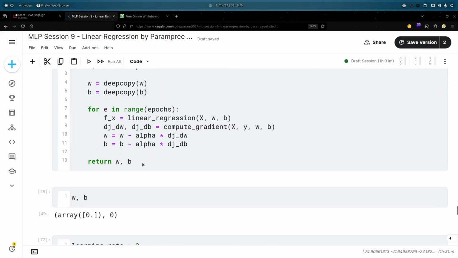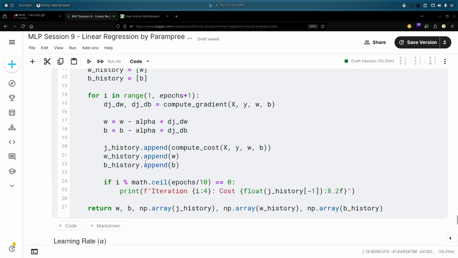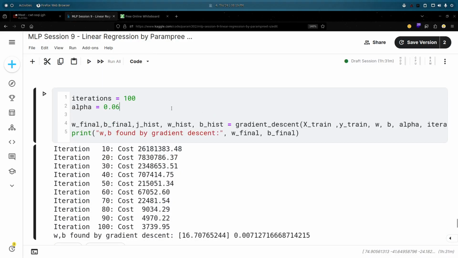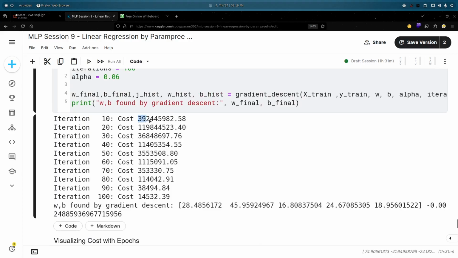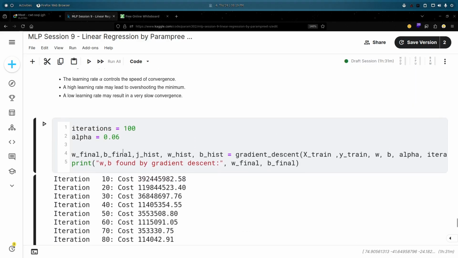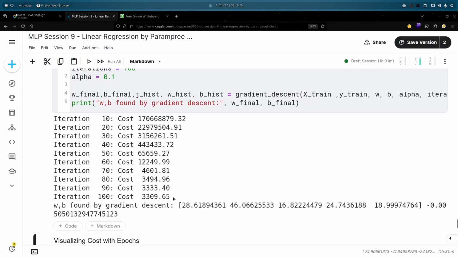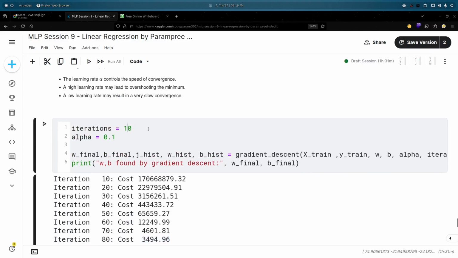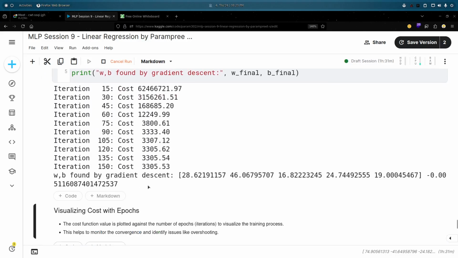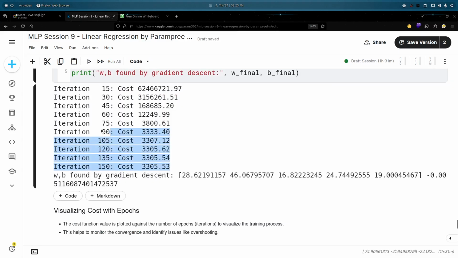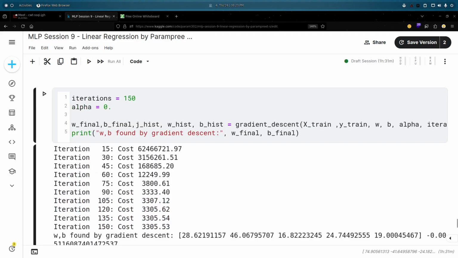And if I run the gradient descent on it, here you can see this is the cost from where it started, and the cost we got now is this, okay, 14532. Now if I set alpha to 0.1, which is a higher value, you can see our model is almost converged. If I set it to, let's say, 150 iterations, you will see after the 90th iteration our model is converging because we are getting almost the same cost, with a very low difference, okay.